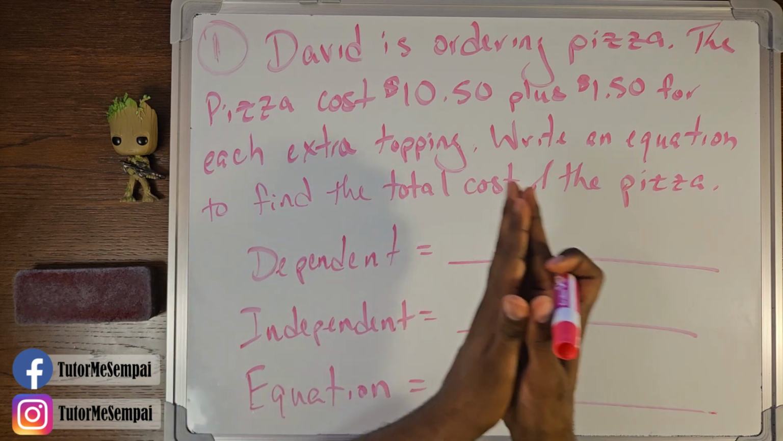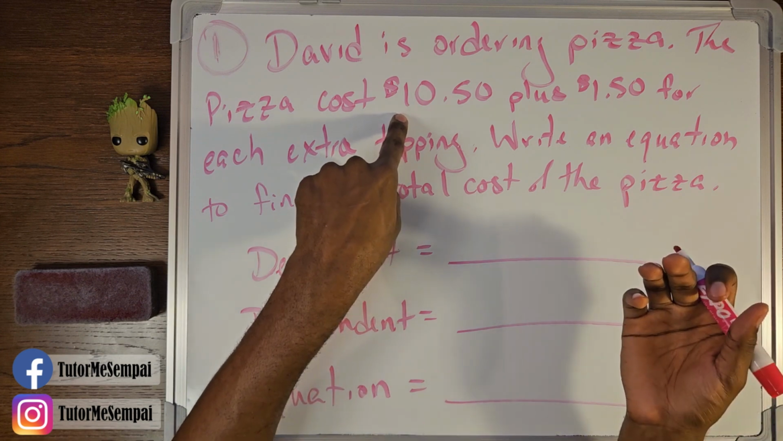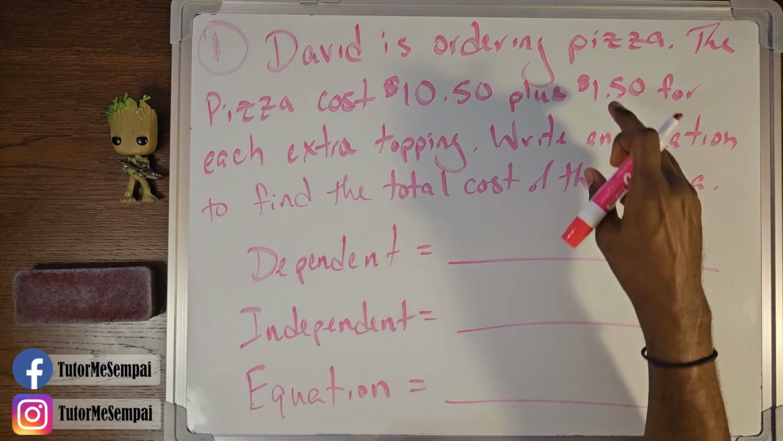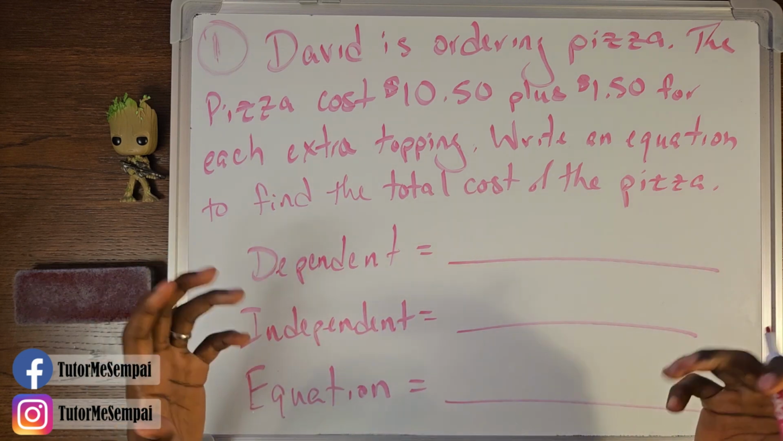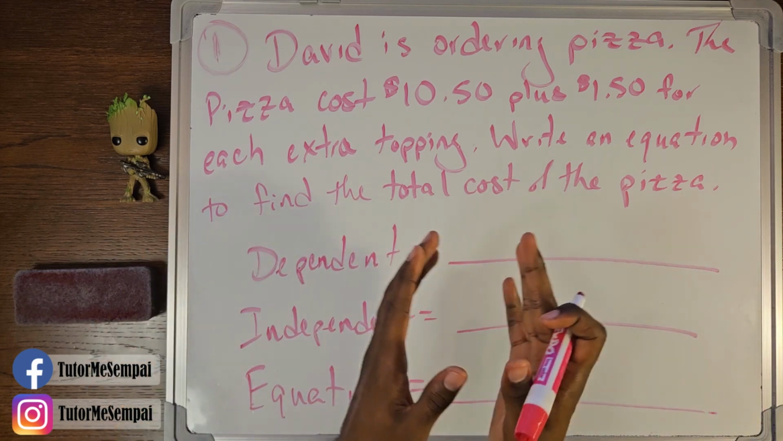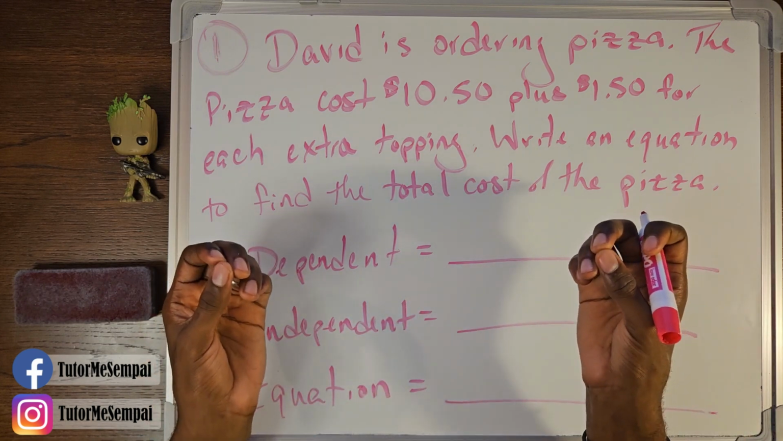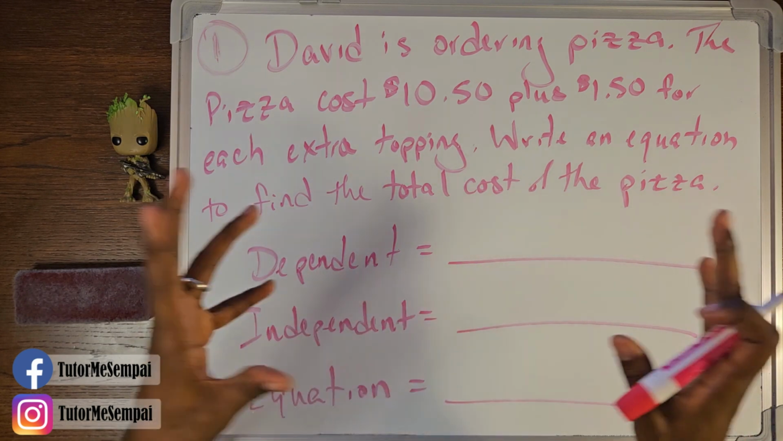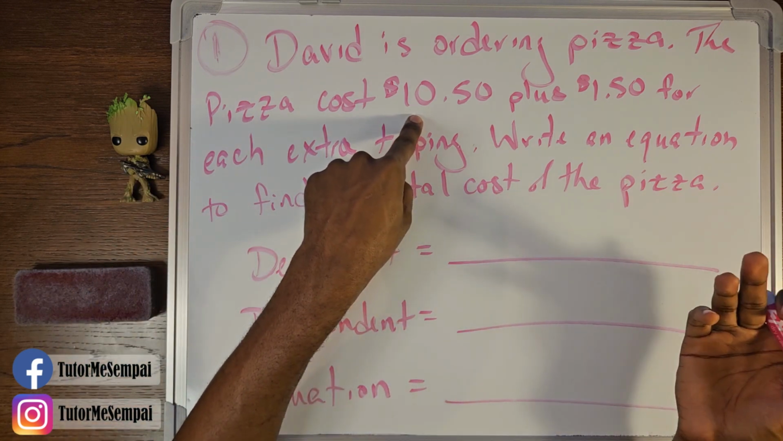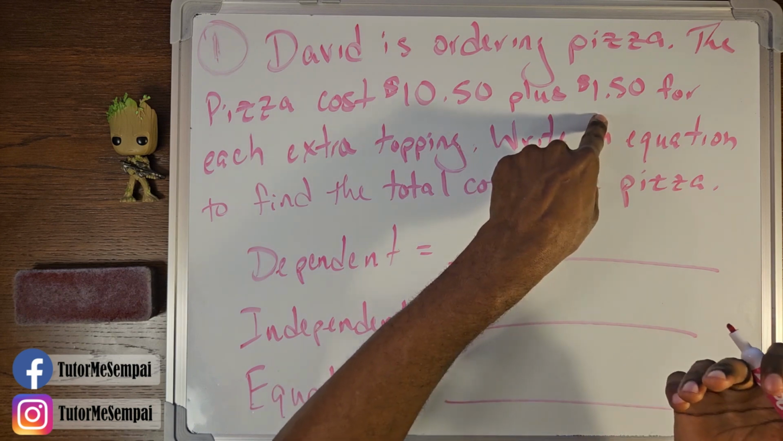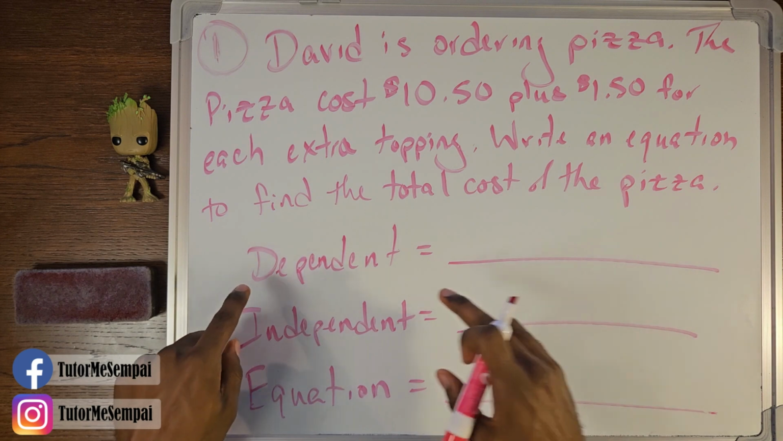Well, looking at what we have in our word problem, we have a couple numbers. We have $10.50 and we have $1.50. Are any one of these going to be our dependent variable? Well, remember, our dependent variable is going to be something that can change, right? It's going to change and it's going to depend on everything else changing around it. Is $10.50 changing? No. Is $1.50 changing? No. So it means that none of these numbers are going to be our dependent variable.